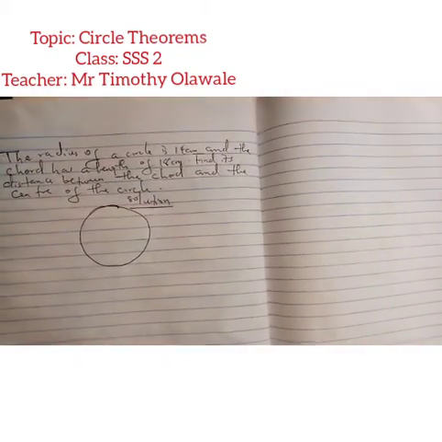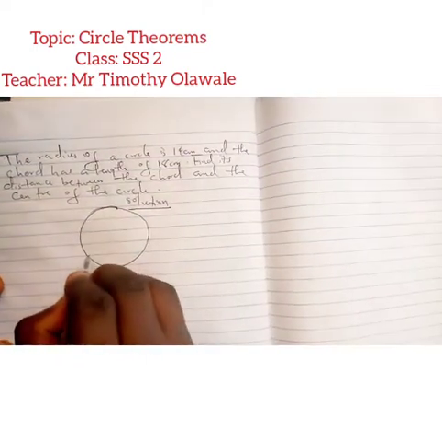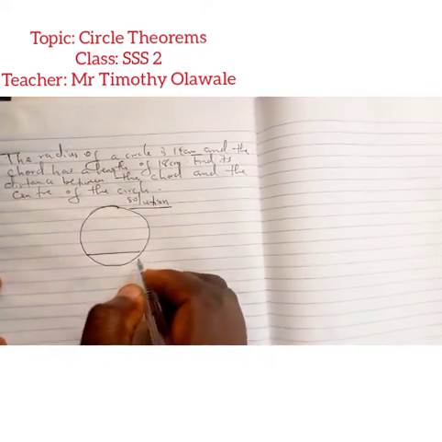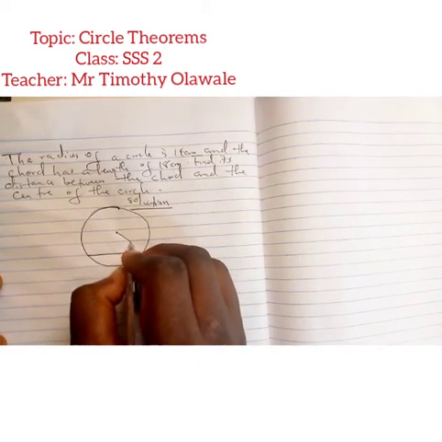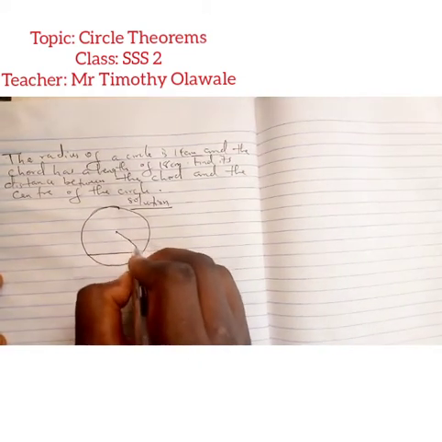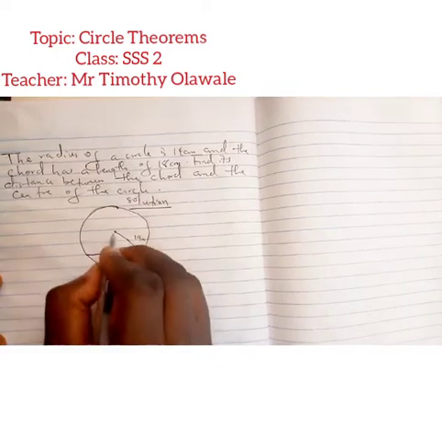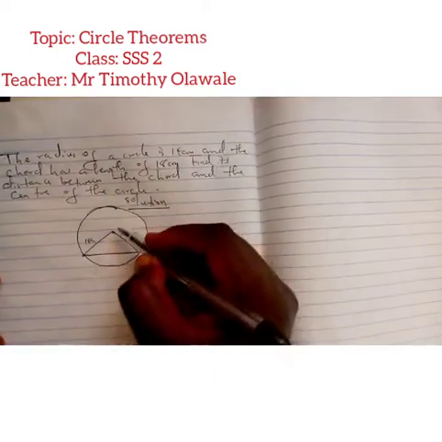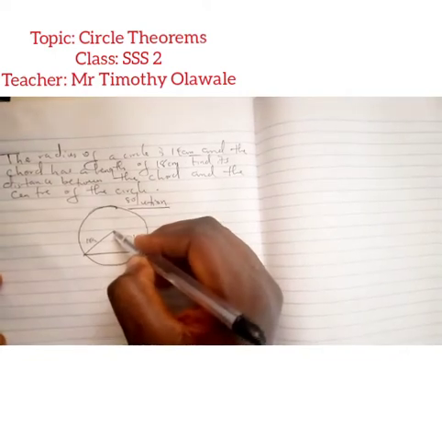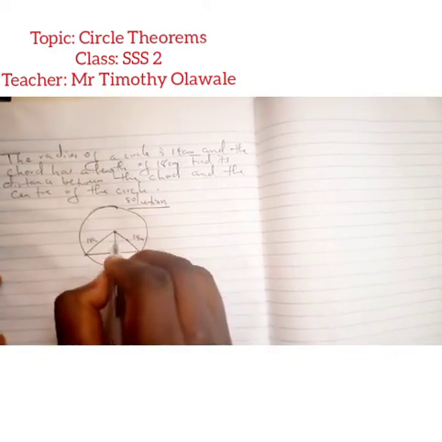All right, we're told that a chord has a length of 18 centimeters. Let's draw a chord like this. It has a length of 18 centimeters, and we have a radius of 14 centimeters. You can also draw it like this. We are now looking for the distance between the chord and the center of the circle.